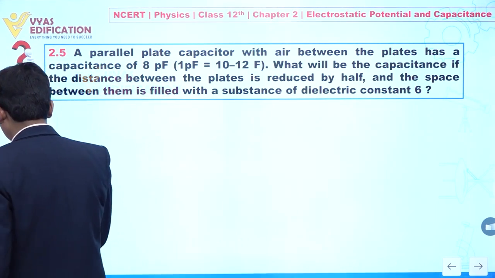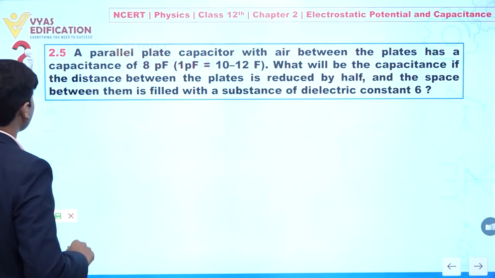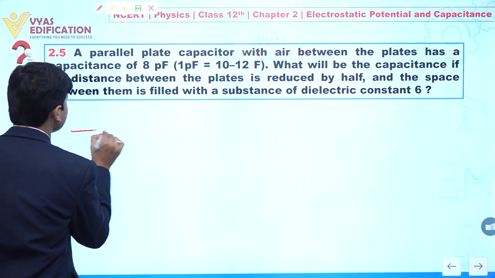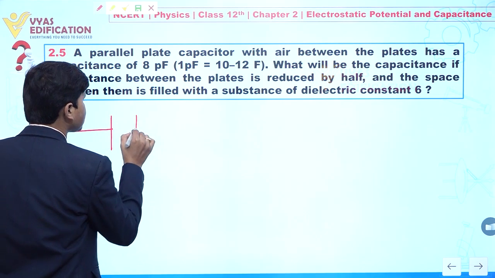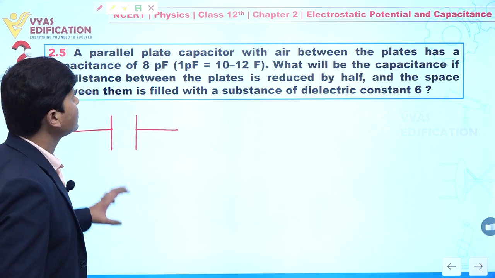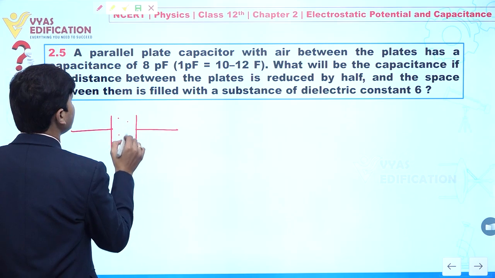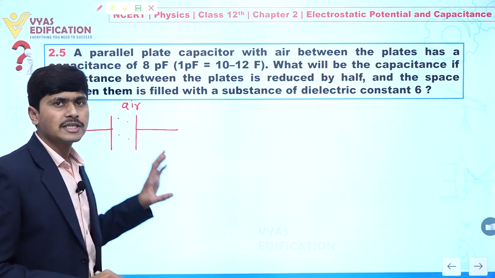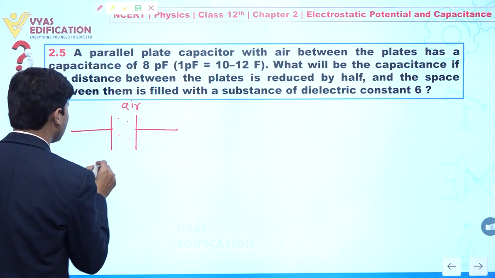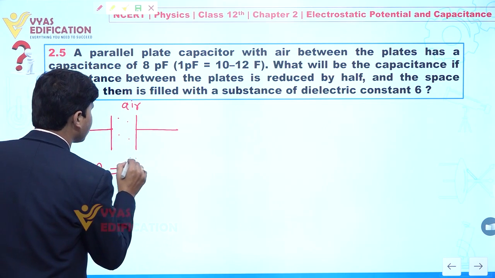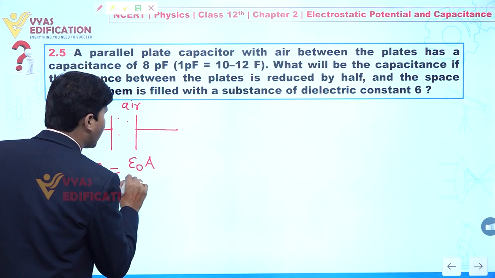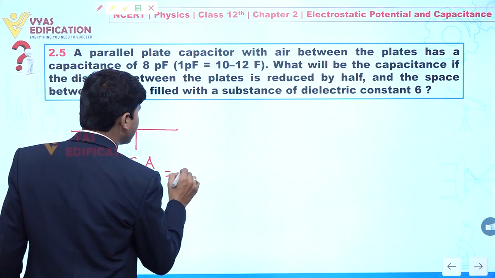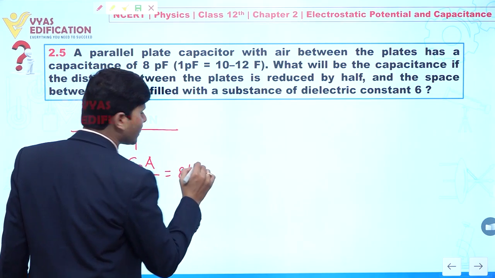So now let us try to understand the given situation. In this situation it is given we have a parallel plate capacitor. So let's suppose this is a parallel plate capacitor, clear, and it is having air. So between these plates we have air, okay. So it has a capacitance value 8 picofarad. So actually we know for the parallel plate capacitor, value of capacitance is given by epsilon naught A by D, clear, and this value we can say it is equal to 8 picofarad, clear.